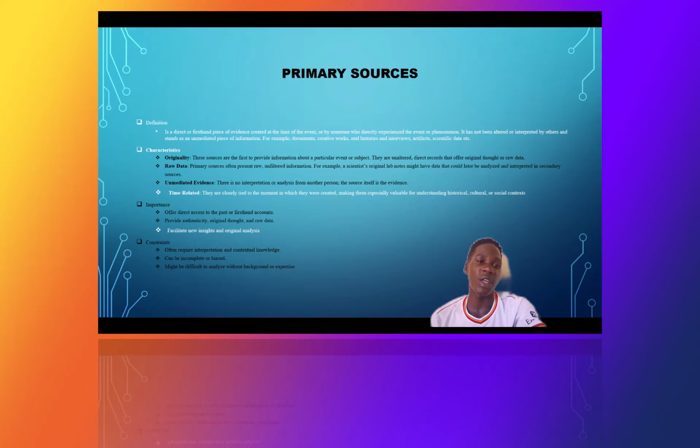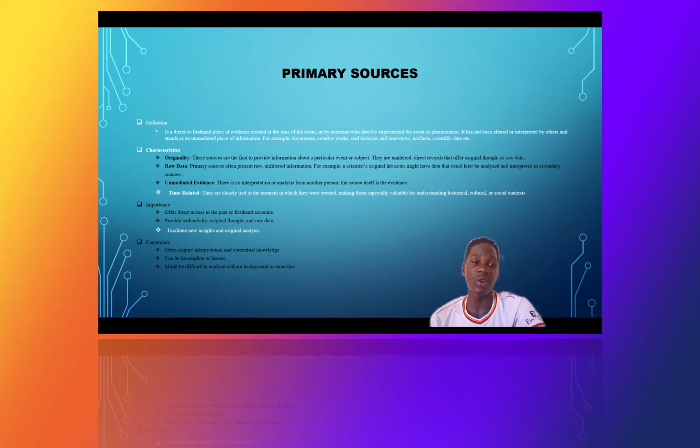From the definition, they can also elaborate for us the true meaning of the sources. They're telling us it is a direct, first-hand piece of evidence created at the time of an event, or by someone who directly experienced the event or phenomenon. It has not been altered or interpreted by others and stands as an unmediated piece of information. For example, documents. These are examples of these sources.